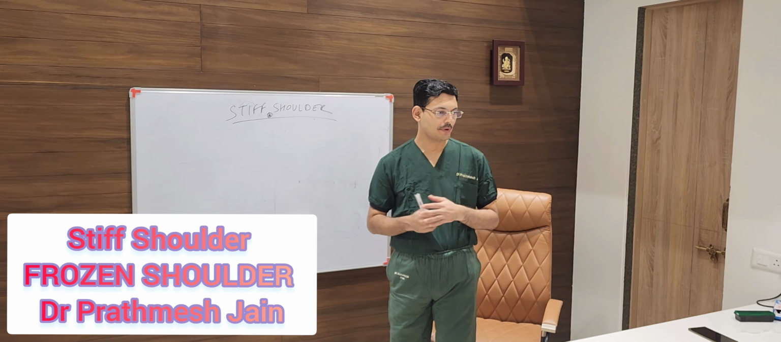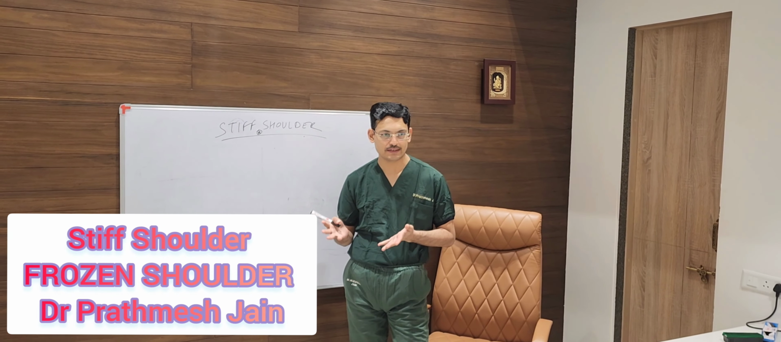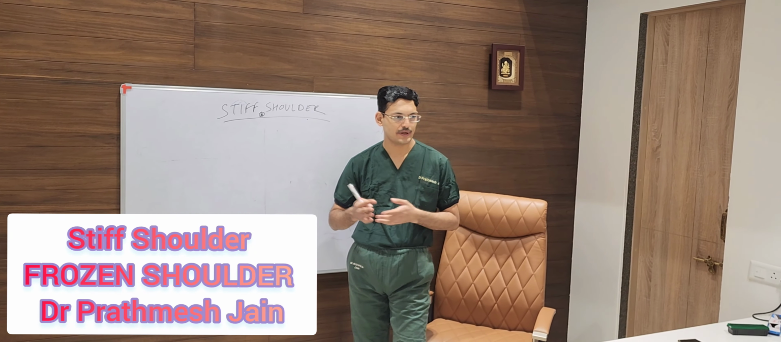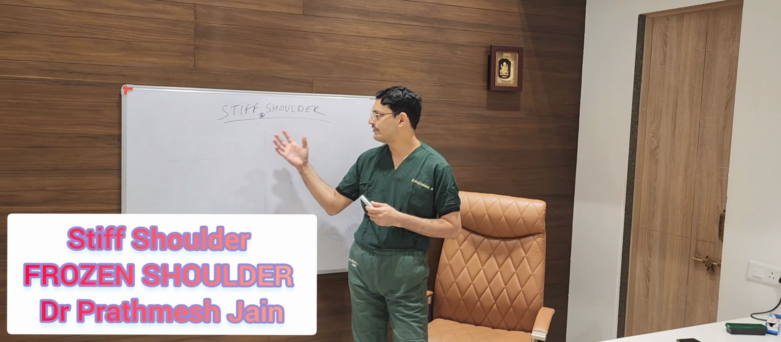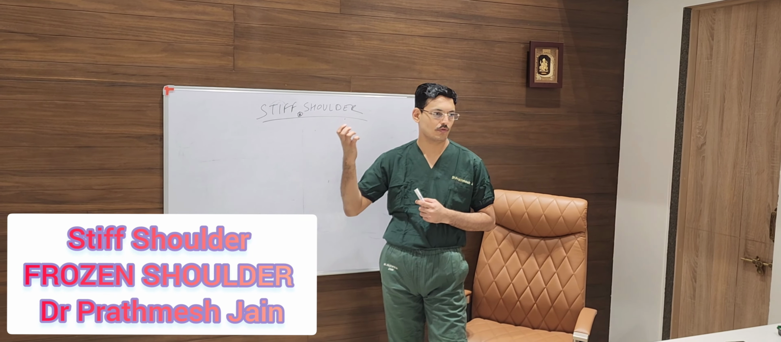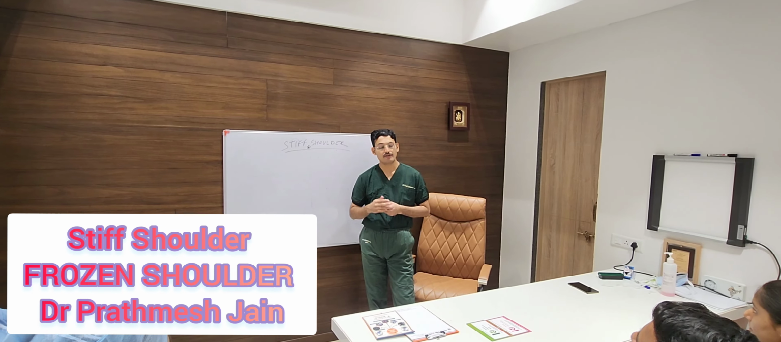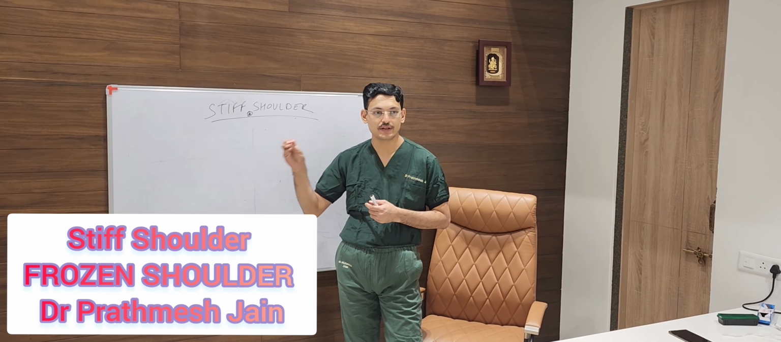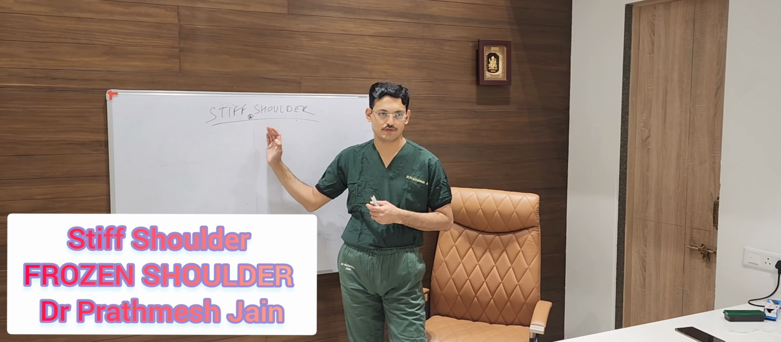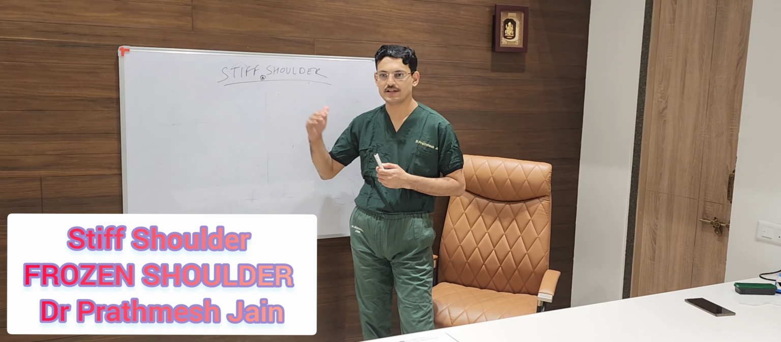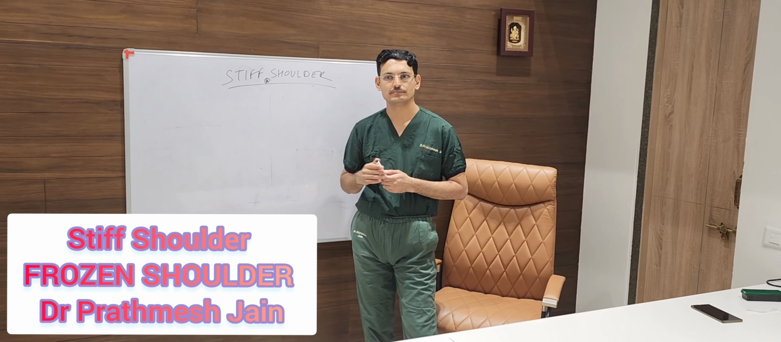Stiff shoulder is a very common problem that you face in your clinical practice day by day. It is called adhesive capsulitis or frozen shoulder. It is called by different names. So today we will be focusing on what a stiff shoulder is, what we can do to prevent it, how we want to treat it, and when you want to intervene. So can you tell me what are the types of stiff shoulder or adhesive capsulitis or frozen shoulder?